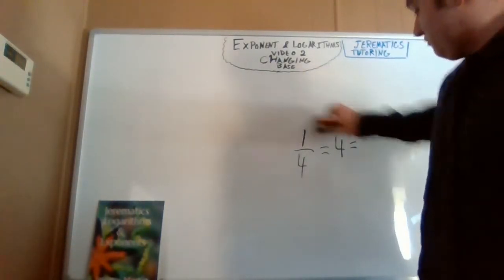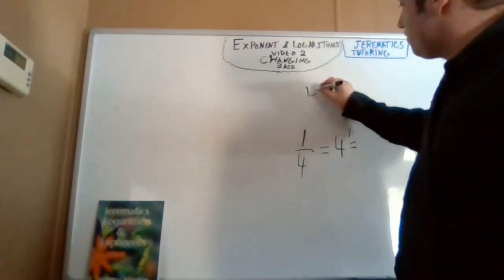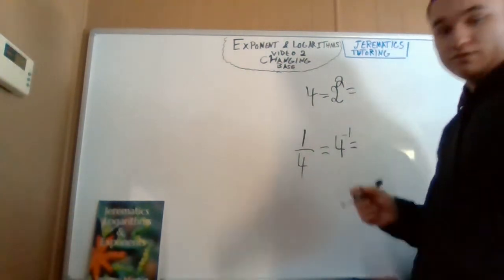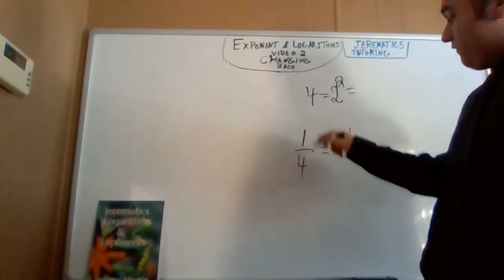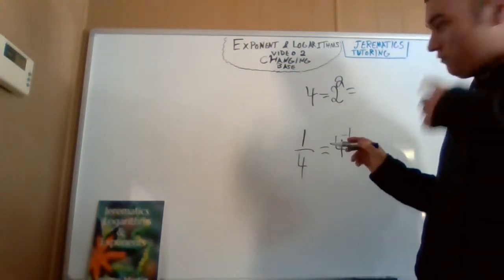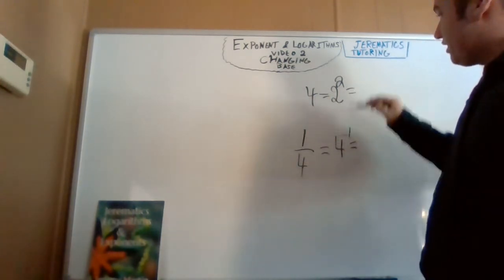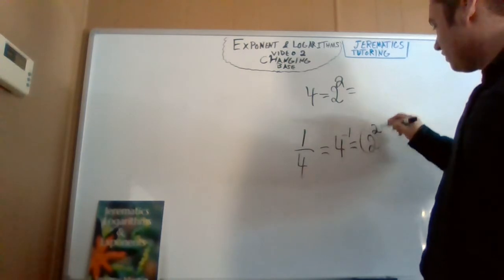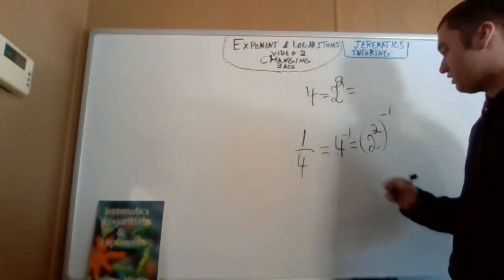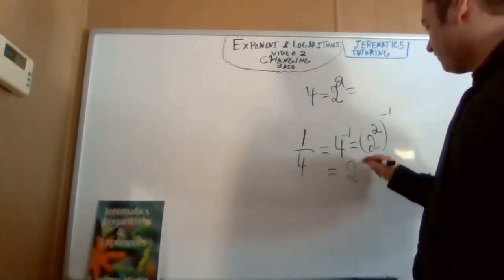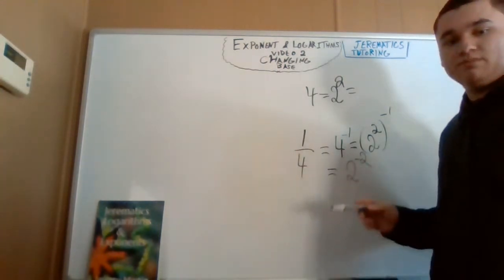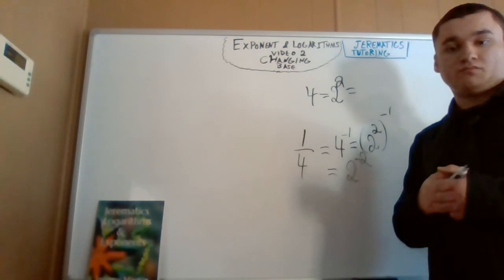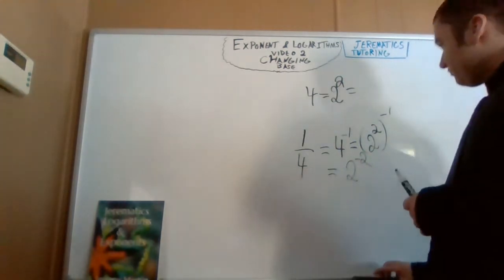Watch. Because 4 is equal to 2 squared, which is equal to 2 times 2, and it works out to 4. So 1/4 here is equal to 4 to the power of negative 1, and if we substitute this in here, because 4 is equal to 2 squared, we get 2 squared, and then there's a negative exponent, right? And this will give us 2 to the power of negative 2. So 2 to the power of negative 2 is how we write 1/4 as a base 2. So that's how you do that.